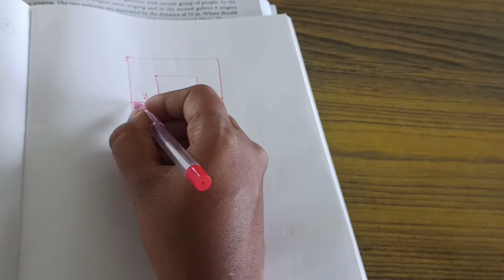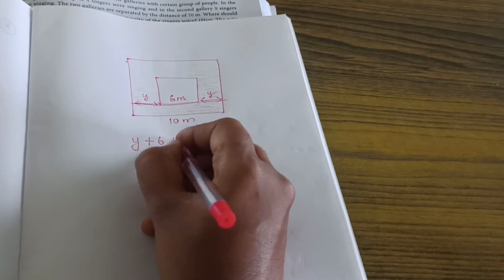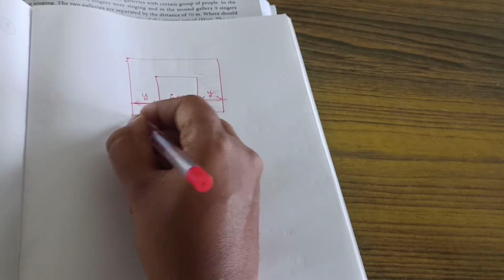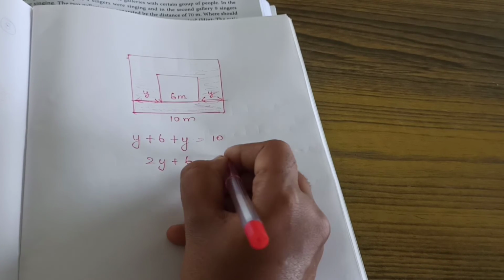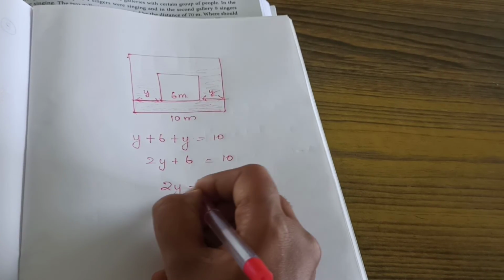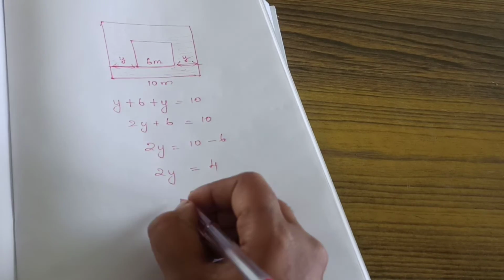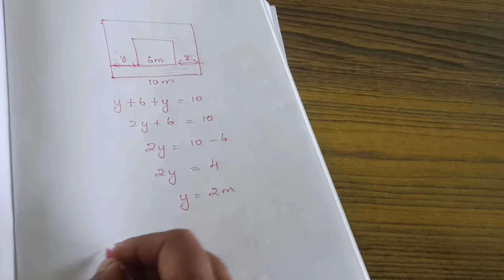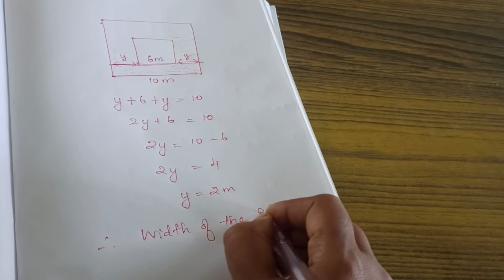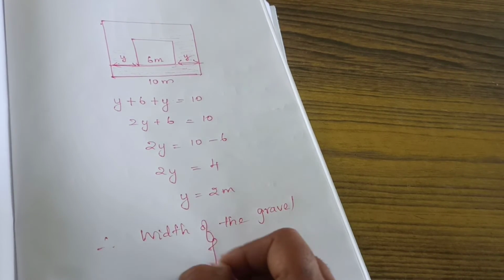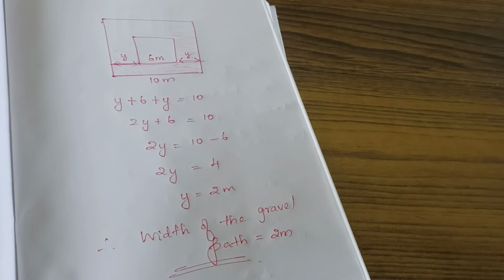From this we understand that y plus 6 plus y is equal to the total 10 meter. So 2y plus 6 equals 10. So 2y equals 10 minus 6, 2y equals 4. That means y is equal to 2 meter. Therefore the width of the gravel path is equal to 2 meter. That's all for this question.